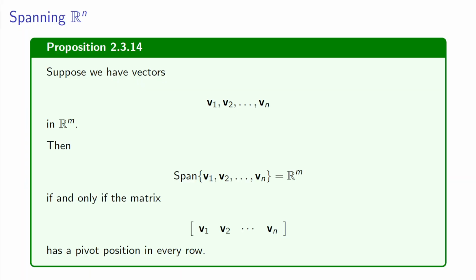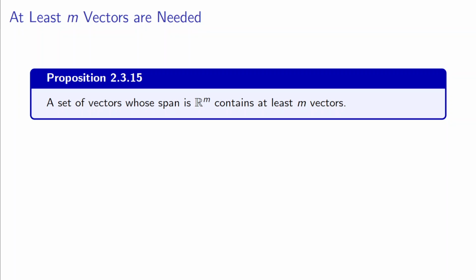Okay, so kind of summarizing some of this a bit more and generalizing this a bit more. Suppose we have vectors v1 through vn in Rm, then the span of those vectors equals Rm if and only if the matrix, whose columns are v1 through vn, has a pivot position in every row. So at least m vectors are needed if we are to have a set of vectors whose span is all of Rm.